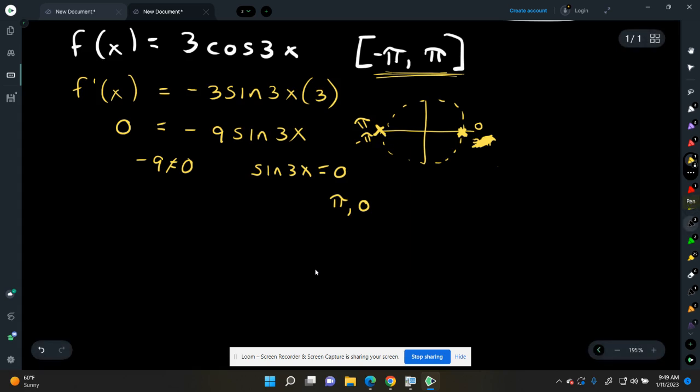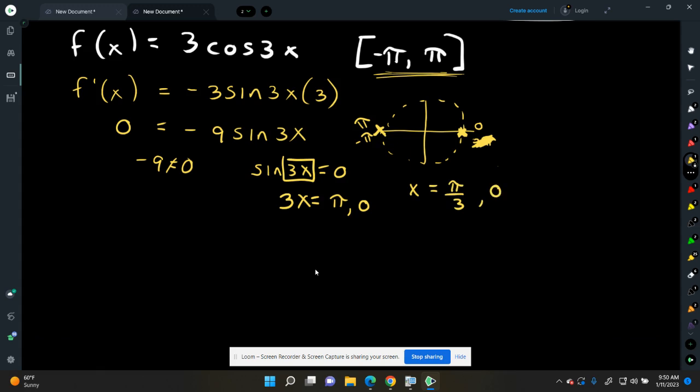Times 3. So this is where 3x equals pi or 0. So that means x is equal to pi over 3 or 0. What about that negative pi thing? It doesn't matter. It's the same thing as pi, right?